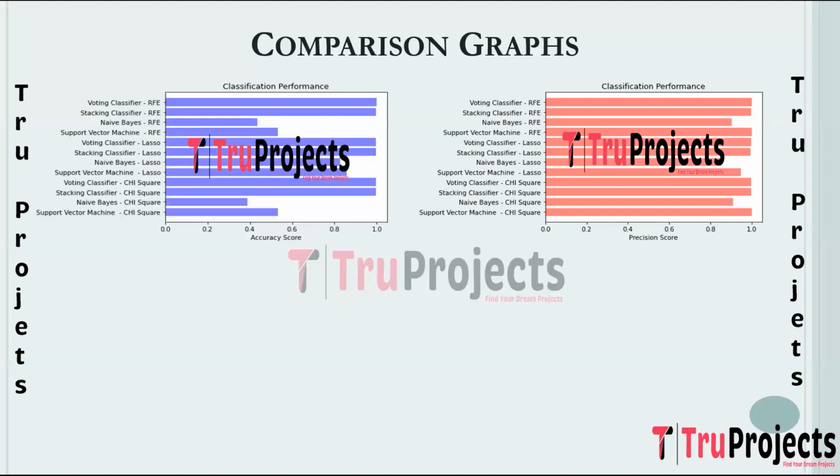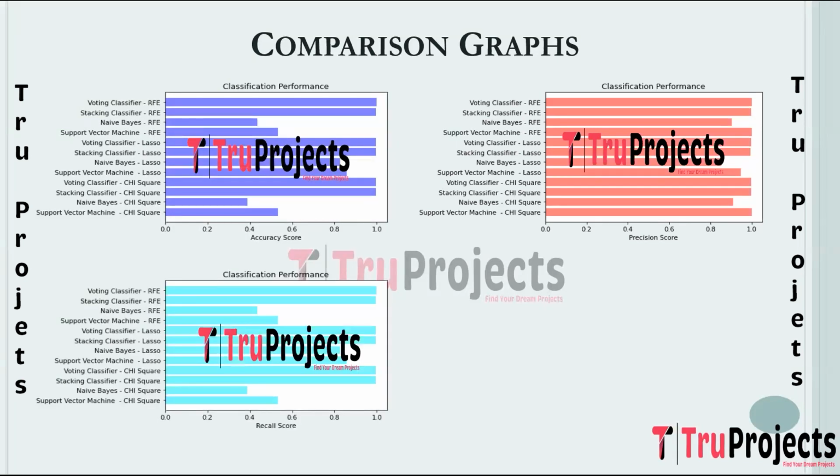This is precision comparison graph. It explains how many of the correctly predicted cases actually turned out to be positive. Precision is useful in the cases where false positive is higher concern than false negatives. This is recall comparison graph. It explains how many of the actual positive cases we were able to predict correctly with our model. Recall is useful metric in cases where false negative is higher concern than false positive.